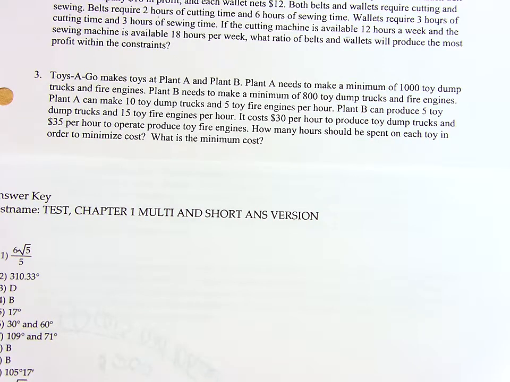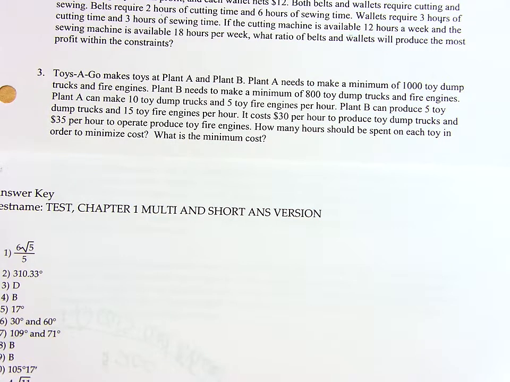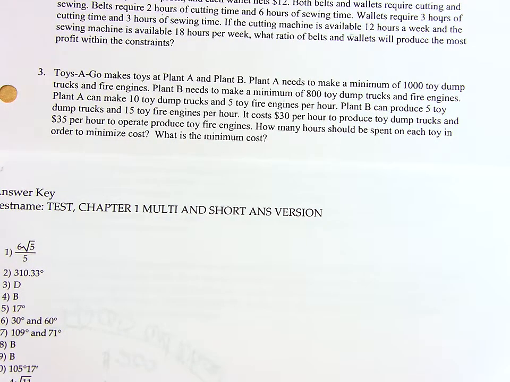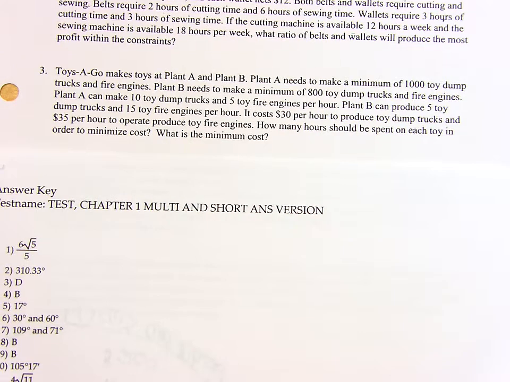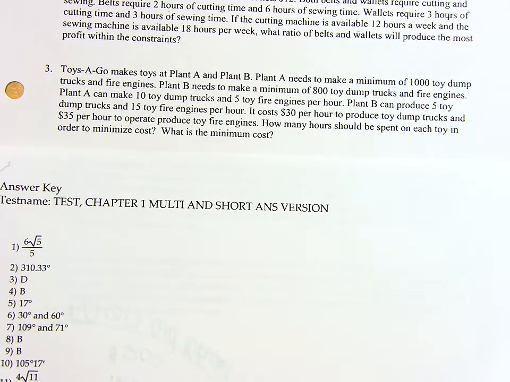Plant A can make 10 toy dump trucks and 5 toy fire engines per hour. Plant B can produce 5 toy dump trucks and 15 toy fire engines per hour. It costs $30 an hour to produce toy dump trucks and $35 an hour to operate that. The sentence doesn't make sense, but I think they mean $35 an hour to produce the toy fire engines. How many hours should be spent on each toy in order to minimize cost? And what is the minimum cost?